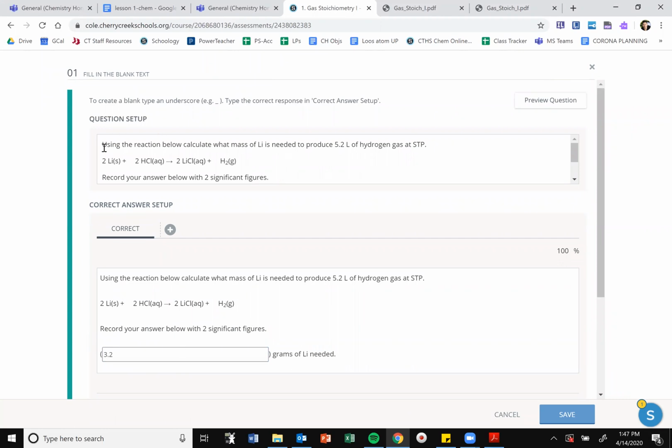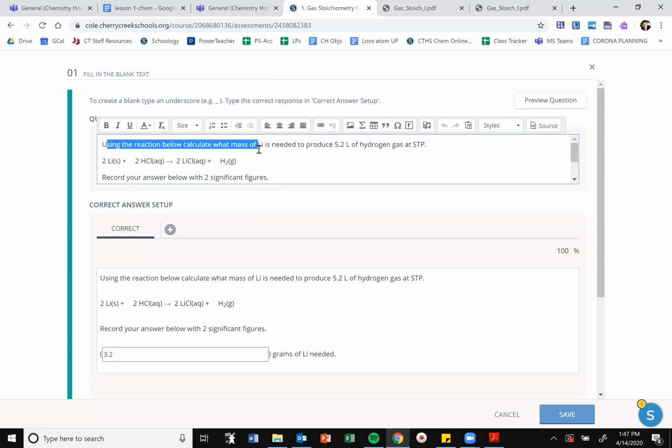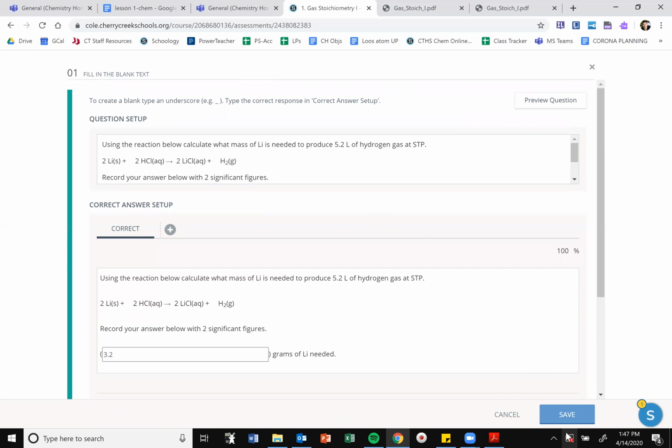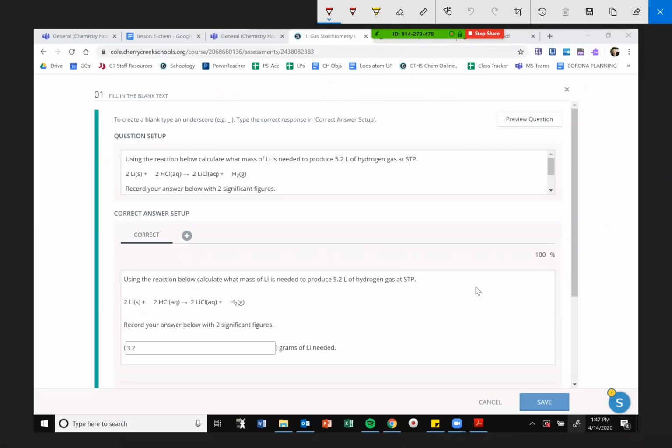So anyways, it says, using the reaction below, calculate what mass of lithium that's here is needed to produce 5.2 liters of hydrogen gas at STP. We want to make 5.2 liters of hydrogen gas. And we want to know, how many grams of lithium is that? Well, I'm just going to start with 5.2 liters of H2 gas. This is what I want to make.